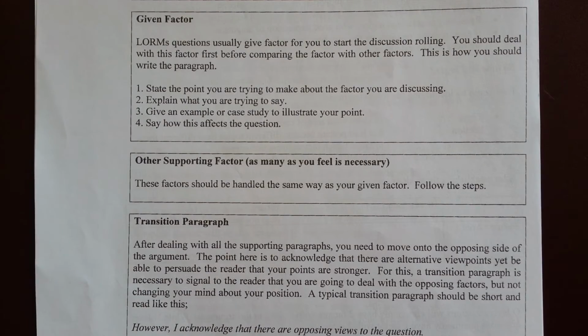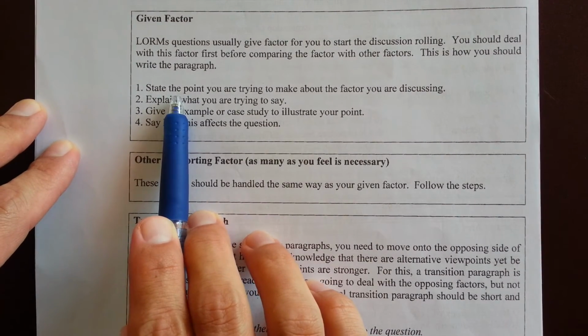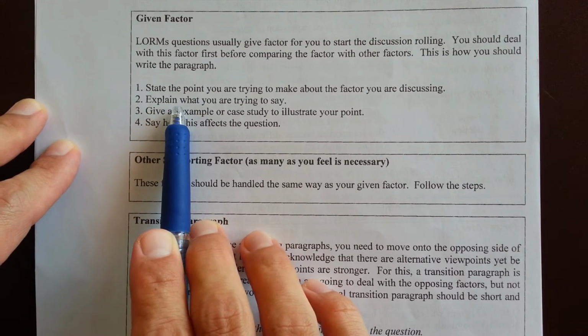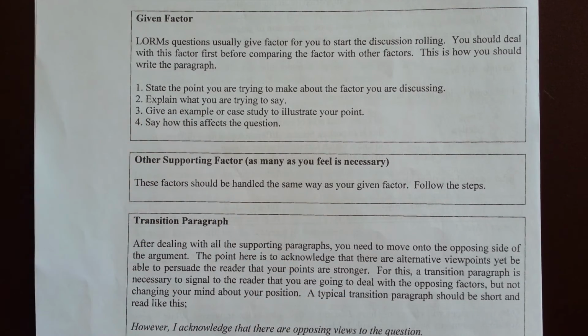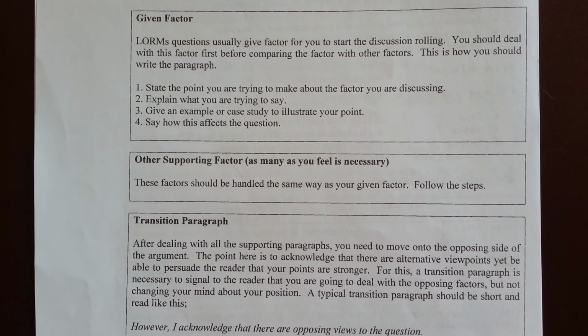We need to say, firstly, why is the factor important? Why is this so? Explain. And if you can, give examples to justify. Alright? Nothing better to justify an argument than a real life example. So give your examples to justify it, and then say how this proves or disproves the question.